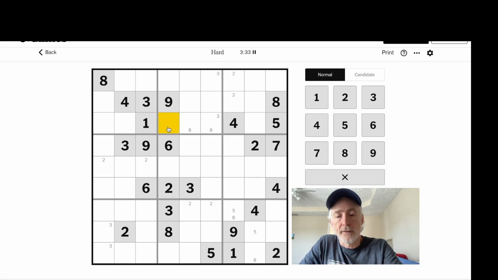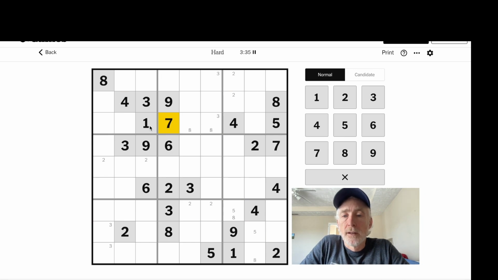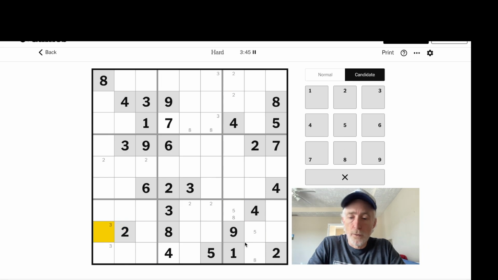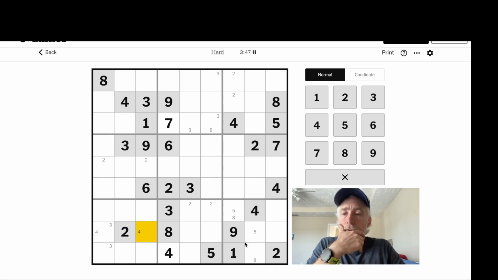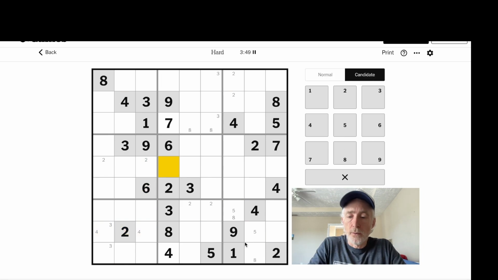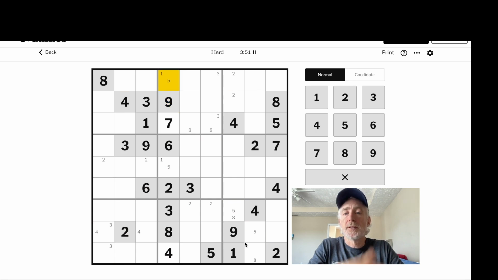So this is a 7. So the other 3 cells are going to be 1, 4, and 5. And 1, 5 sees this cell. So this is a 4. Now 4 is going to be in one of these 2 cells. And now we're down to 1, 5 in this column. So we will mark that.